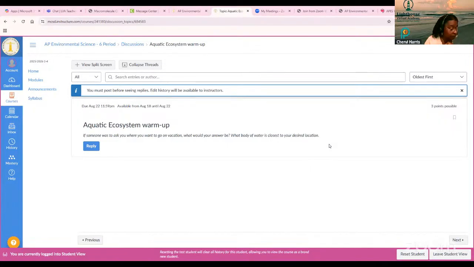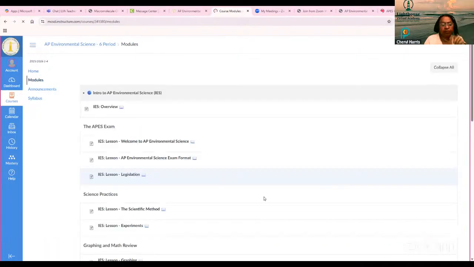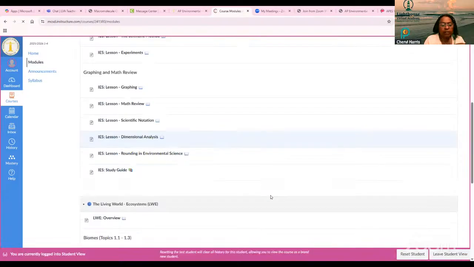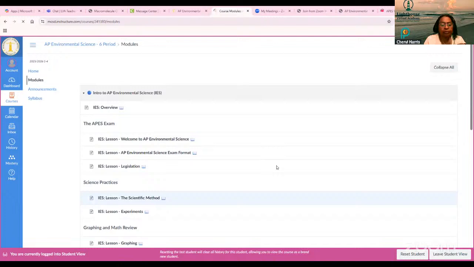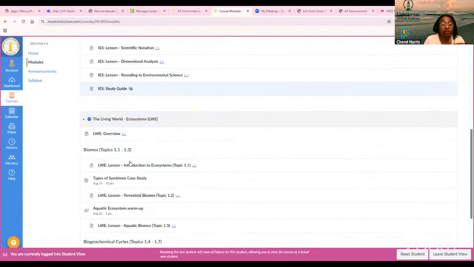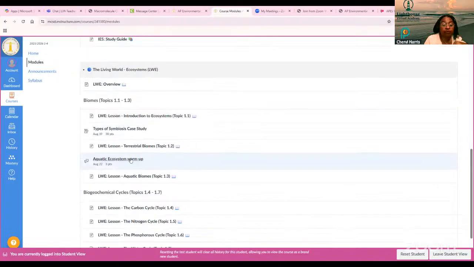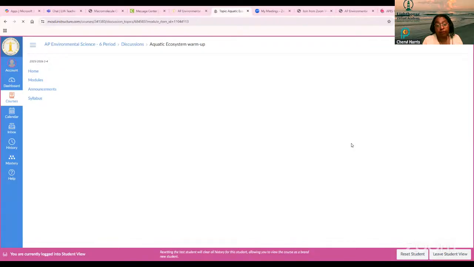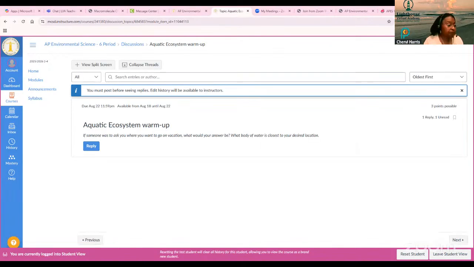Let me know if you cannot find this. Again, I'm looking at this from your to-do list. Let me see if it actually went to the module like I sent it. But it's definitely on your to-do list. There it is, so it is in the module, right after terrestrial biomes and before aquatic biomes. So it's in two places, on your to-do list and in the module. 5 minutes, and then we're going to move on.